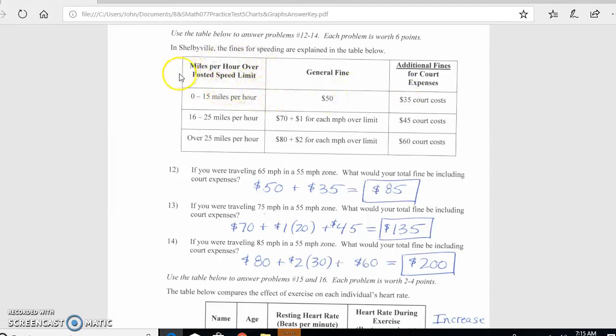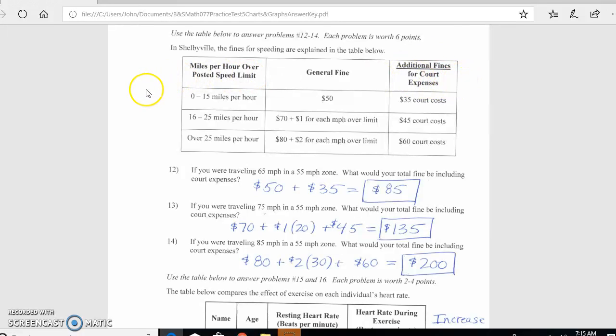In the first column, we have the miles per hour over the posted speed limit. So how fast someone is going over the speed limit is in this column, and then we determine how much the general fine is going to be, and then there's also what's called an additional fine for court expenses.